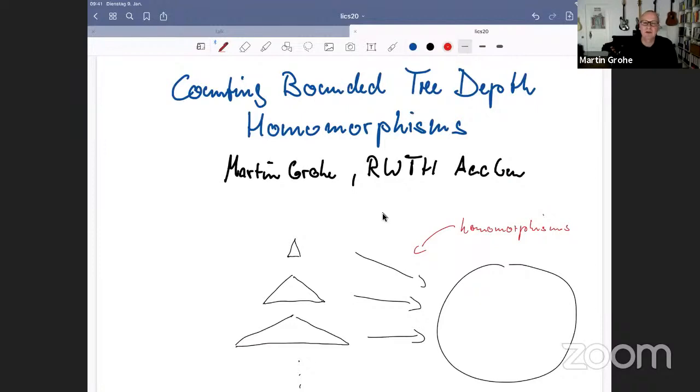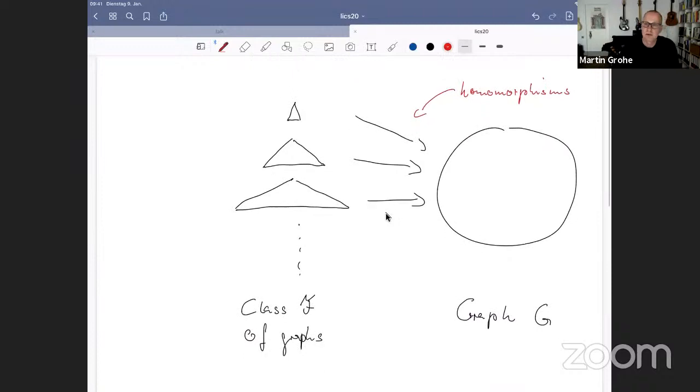Let me just show you the setup. I hope you can see it. So the setting is the following. We have a class of graphs here, okay? In our case, these are graphs of bounded tree depth, but at the moment it's just some class F of graphs. We have another graph G, and we look at homomorphisms from all these graphs in the class F into G. So all these arrows are supposed to be homomorphisms, edge-preserving mappings between graphs. And we want to count these homomorphisms.